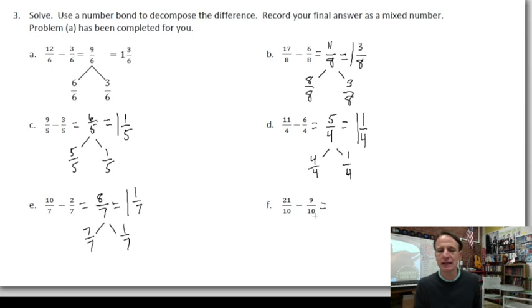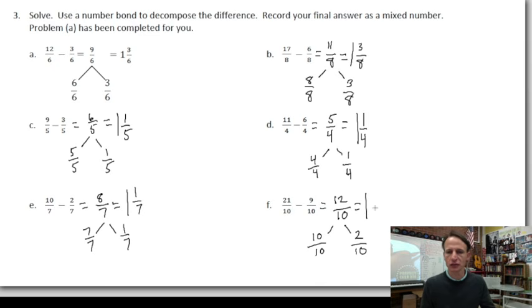All right, let's try this next one. 21 minus 9. Got it? What is it? 12. Okay. And then we're talking about what, Ed? We're talking about tenths. And because we're talking about tenths, we'll decompose 1 whole as 10/10, which leaves what remaining? 2/10. So the 10/10 is 1 whole, and we have 2/10 as well. And that's it for number 3.